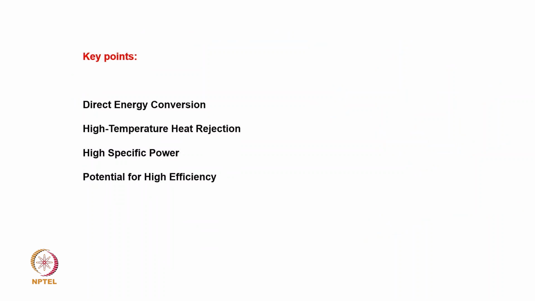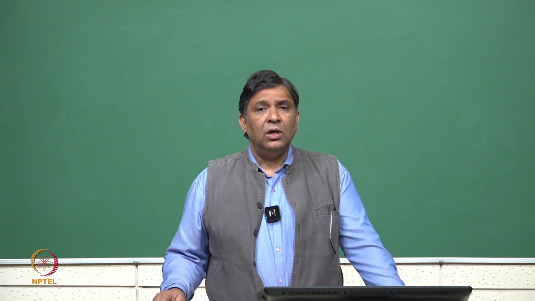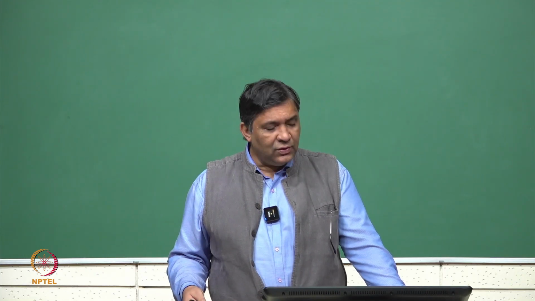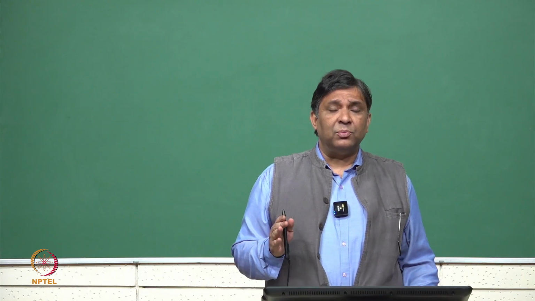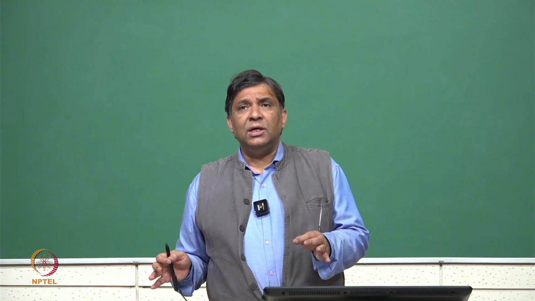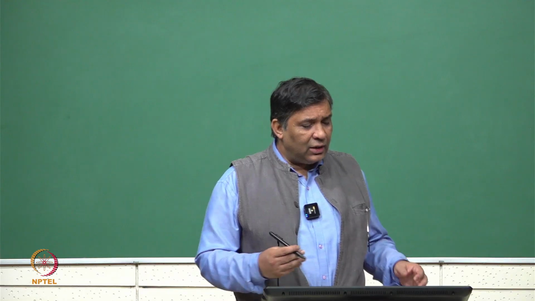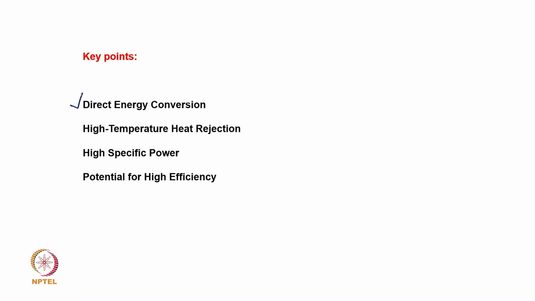So, there are some important points which we have to remember, that when we have generated the electrical energy from the heat energy, what are the key points in this? There is a direct energy conversion process. So, we do not have any intermediate steps here. The heat energy is provided to the emitter, which emits electrons, and then they go to a collector, and the electrical energy is generated when they come back through a circuit. So, this is one key point.